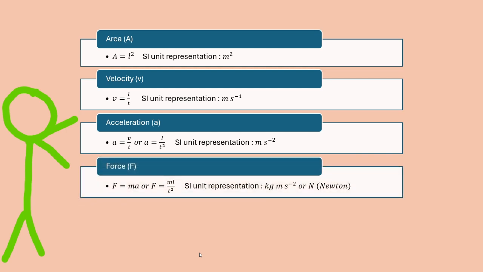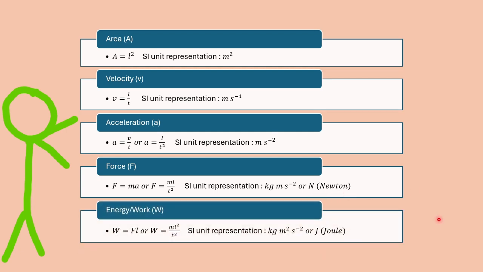Next, force, represented by F. F is equal to ma, or you can say it as F equals m, which is mass, multiplied by length, L, and divided by the square of time, t. The SI unit representation is kilogram meter per second squared, kg ms to the power of -2, or Newton, N. There is a special SI unit for force, which is Newton.